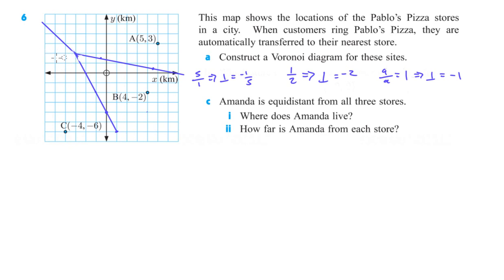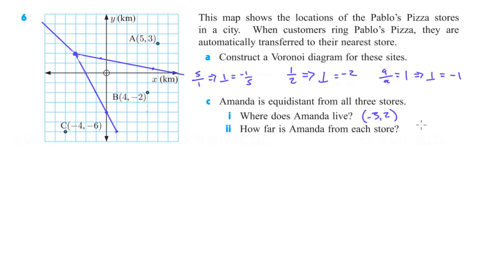Because again, this line right here, there's no site in between those, so we don't want to have those lines. So there's our Voronoi diagram for these three sites. Amanda is equidistant from all three stores. Where does Amanda live? She's going to live right here at that vertex, right? So she's going to live at (-1, 2 3/2).